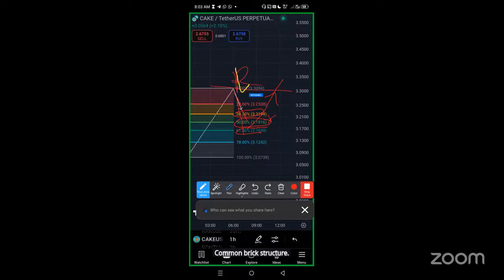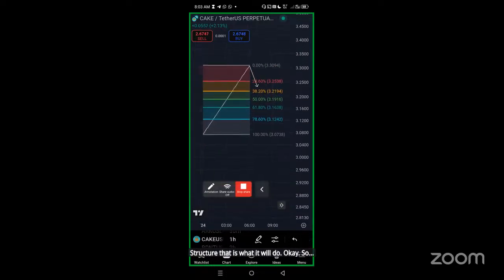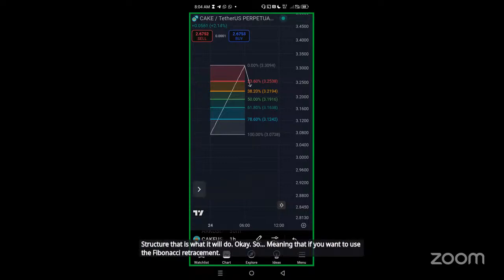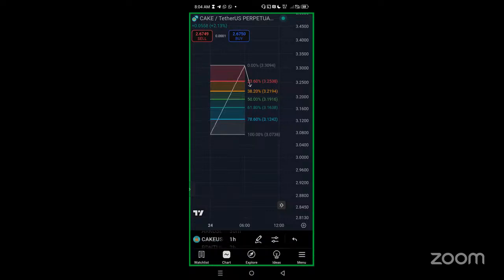Okay, to come and break structure. That is what it will do. Okay, so meaning that if you want to use the Fibonacci retracement to make entry in a rising market, there are really two key price entry levels. There are two areas where you can make entry from.